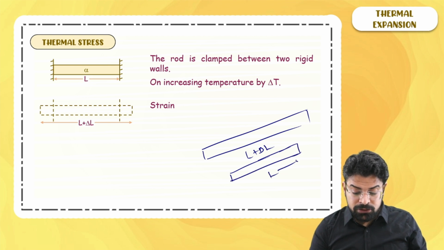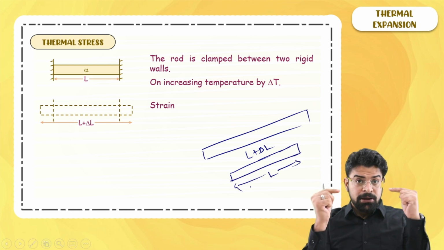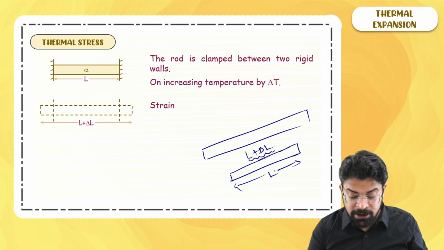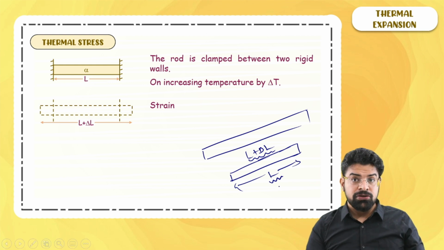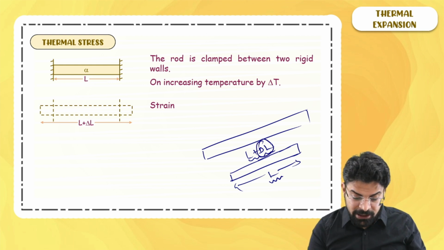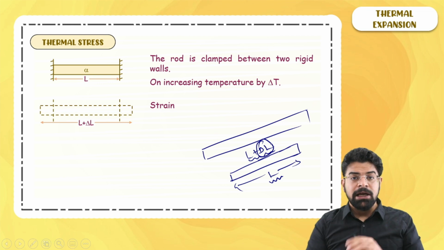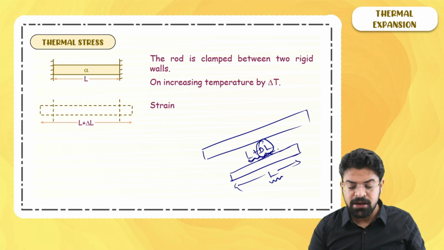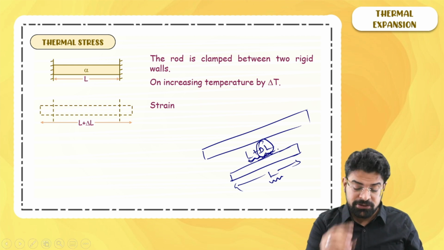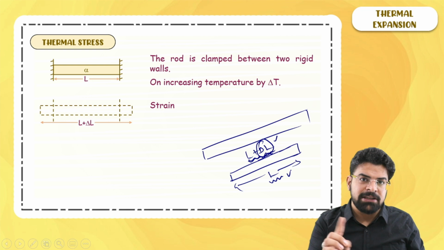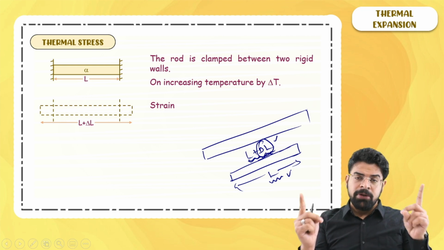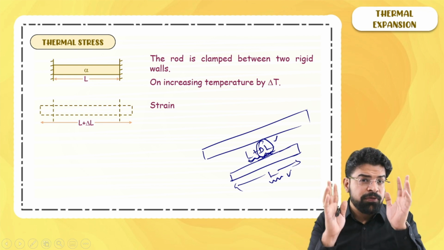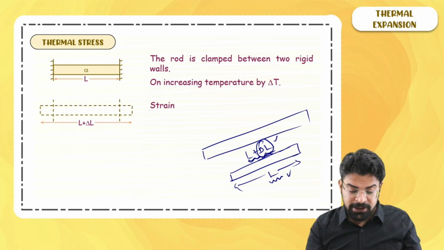So the force applied by the wall is the reason why the length changes from L plus delta L to L. So the change in length is delta L due to the application of force, and the length that would have been if no force would have acted is L plus delta L. That's why we won't say the strain is delta L by L. We will say that the length would have been L plus delta L, but because of the force due to the wall, the length is still L. So due to the force by the wall, a change in length of delta L is produced.